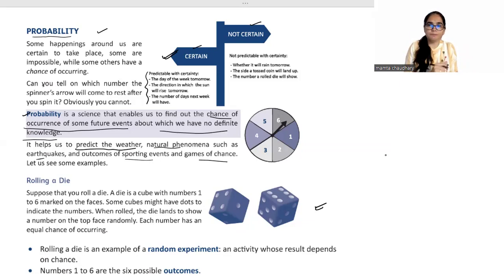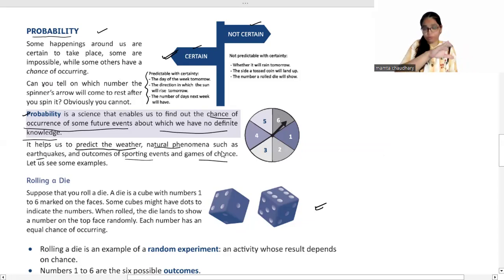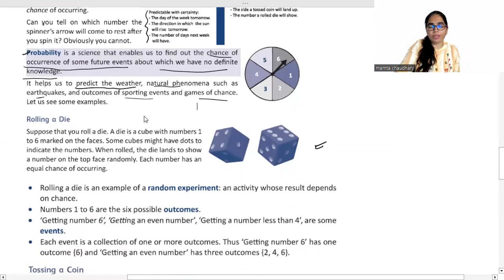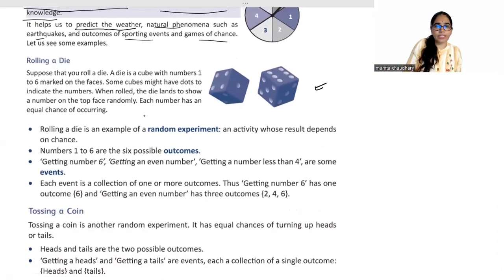Now let's see rolling a dice. Before that, there are a few vocabulary terms which we use in probability. That vocabulary is random experiment, outcomes, events. So what are these? Let's understand all these with the help of one example. The example is rolling a die.